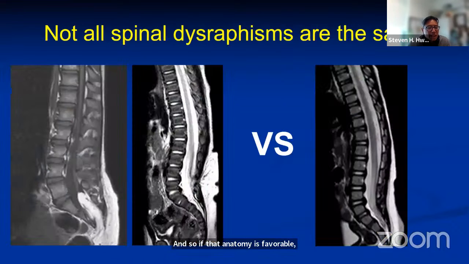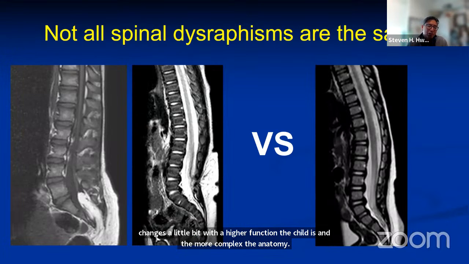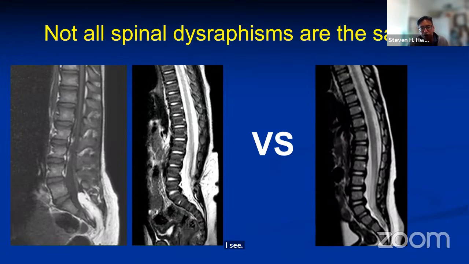Just cut it. But not all tethered cords or spinal dysraphisms are the same. The anatomy can be more of a terminal lipoma or complex, and the function can be higher. So for me, the algorithm changes a little bit with the higher function the child is and the more complex the anatomy. I think usually I'll try detethering them once if they recur, just so I know the anatomy. But if it doesn't work, or if the neurosurgeon who primarily did it just said it's going to be a mess in there, I might lean towards an alternative.